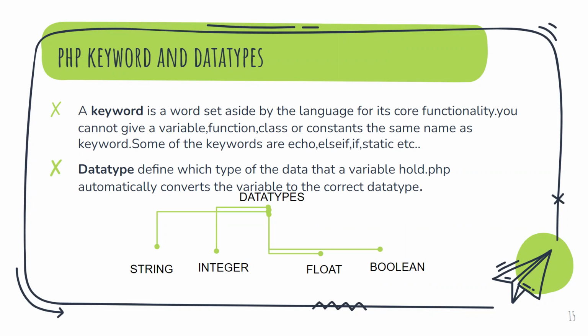Coming to data types, we store lots of data, right? The data type defines the format of the data. In case of PHP, there are four main data types: string, integer, float, and boolean. A string is nothing but a group of characters, an integer is a number, a float is a decimal number, and a boolean can either be true or false.